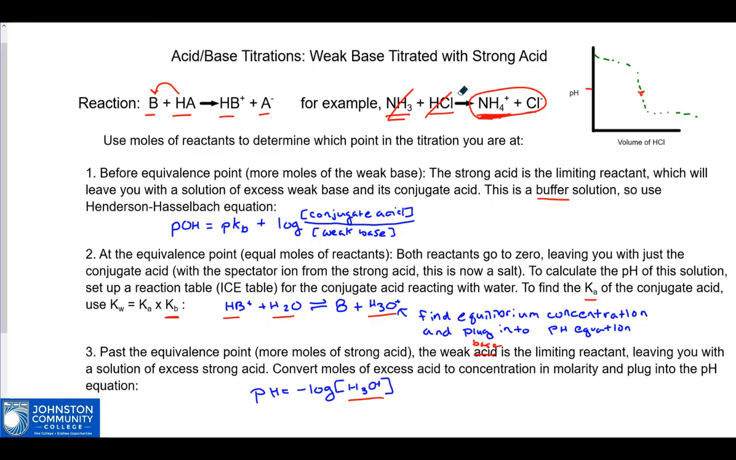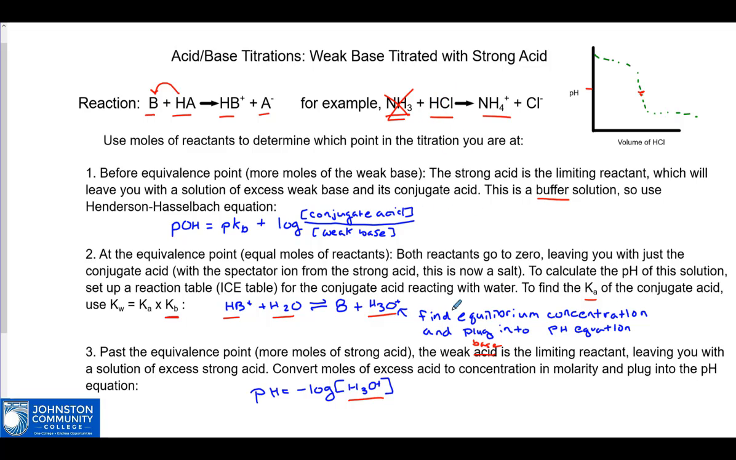So we've used up all of our weak base. We still have strong acid. We also have the conjugate acid, but conjugate acids are not going to affect the pH nearly as much as the strong acid. So we're really only going to worry about our strong acid.